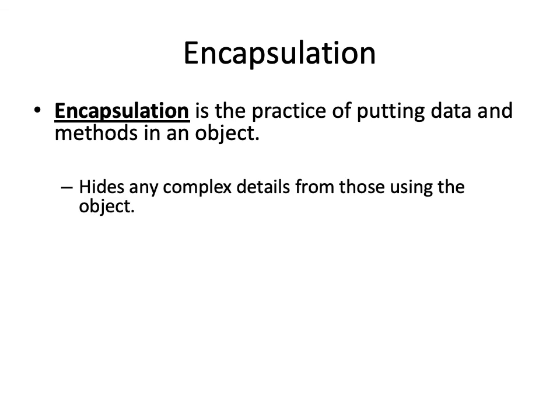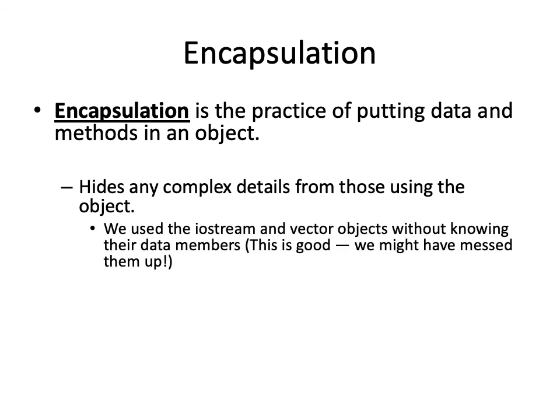This hides complex details from those who are using that object. So for instance, when we used the iostream and vector objects, like cout, which was an ostream, and cin, which was an istream, and when we used vectors, we didn't have to know how they were doing the things that they did under the hood. When we used a vector, we didn't know whether it had an array under the hood, though I told you it did, or what other variables it has underneath the hood.